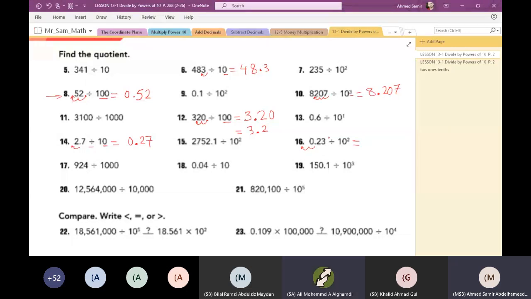Like 0, 0, 23. Yes. But we have to put the decimal point first. So we have the decimal point and then 0, 0, 23. Do we leave it like this, or do we put one more 0 before the decimal point? We put one more 0 here. Yes. So the answer would be 0.0023.